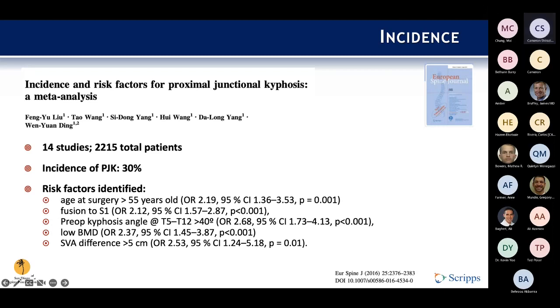And then we'll get back to this later when we look at different, more recent studies. But in this study, gender, combined anterior posterior surgery, use of pedicle screws at the top of the construct, hybrid instrumentation, and thoracoplasty were not associated with PJK.